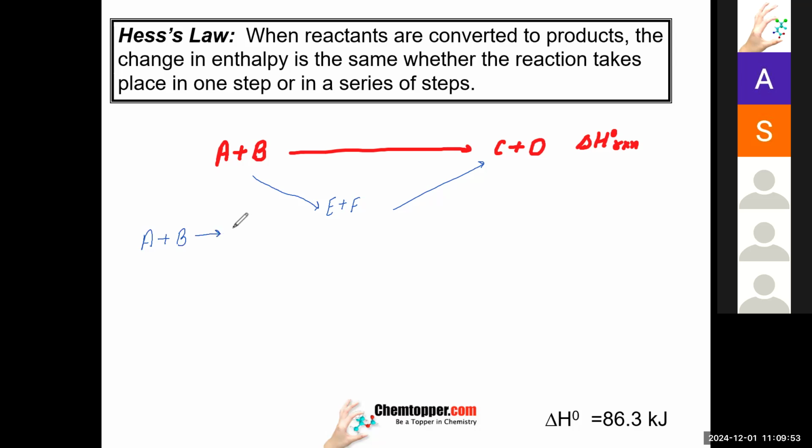First, A and B are converted into E and F, and let's say this is delta H1. Then E and F are converted into C and D. Remember the elementary steps from kinetics? These are intermediates, right? E and F, when you add them, what's the final equation? The final equation is A plus B giving you C and D. This is the mechanism. The reaction is taking place in multiple steps. This is delta H2 naught, right?